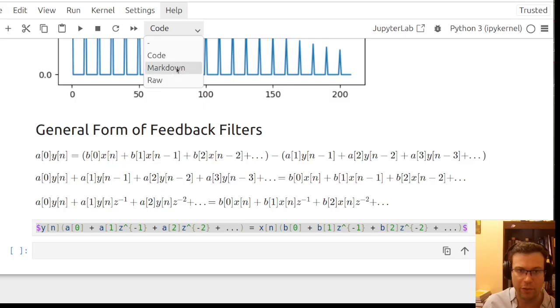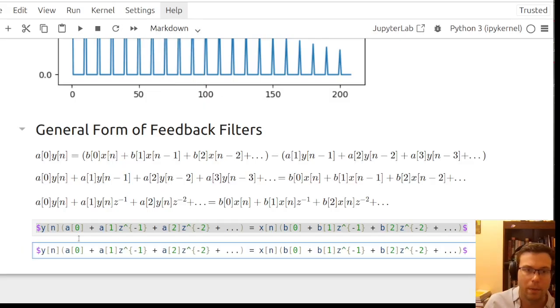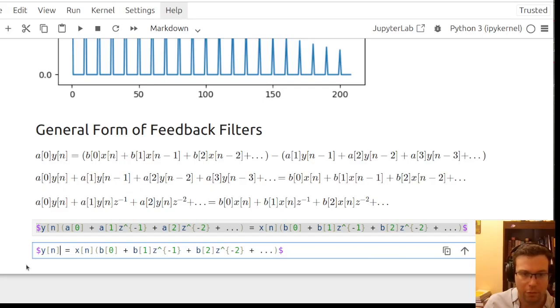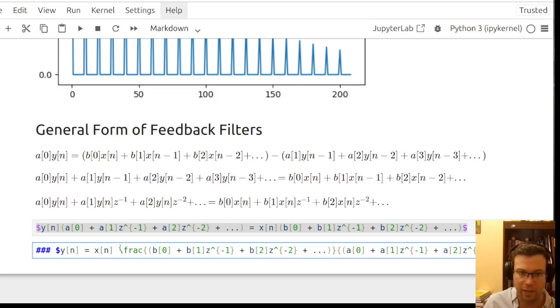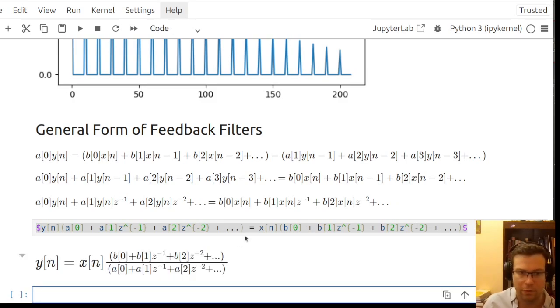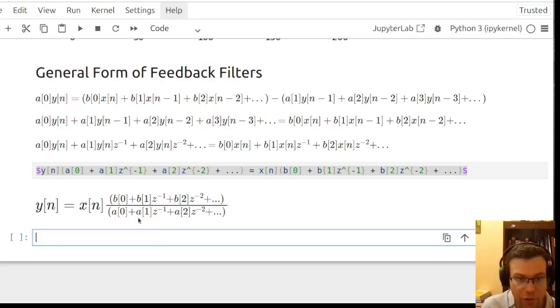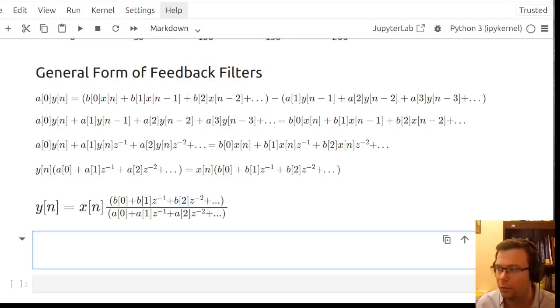And so in general, this is going to be a fraction where I put the feed forward or the convolutional terms in the numerator, and then the feedback terms are in the denominator. So here's what it looks like. And this is the general form of the z transform.